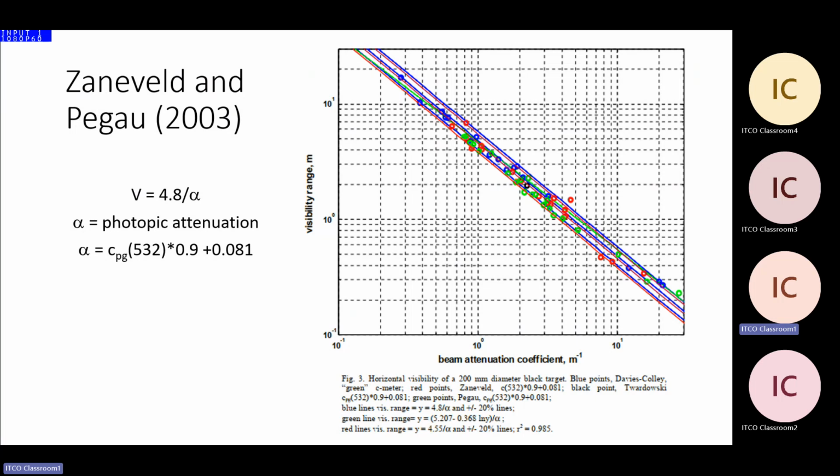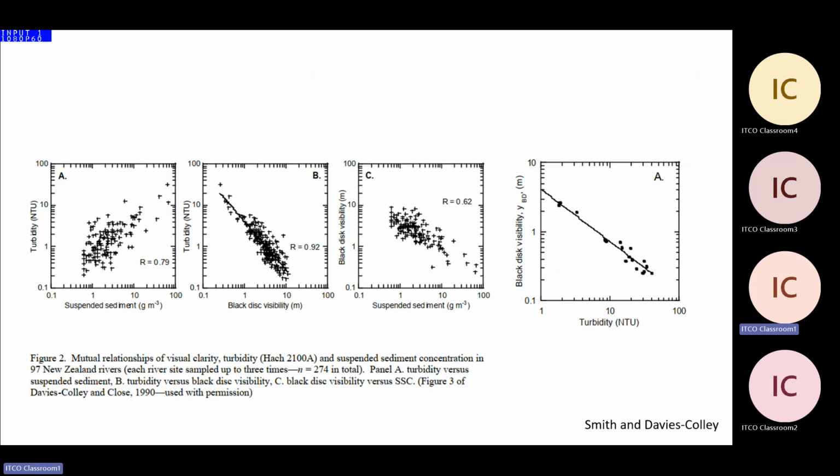But this, you can get very, very reasonable standard deviations on this over a large dynamic range. For a lot of applications, this would be sufficient for science objectives. This is another paper by Smith and Davies' colleague from New Zealand, where they looked at turbidity versus suspended sediment, and then black disk visibility versus turbidity, which had the best correlation with an R of 0.92, black disk visibility versus suspended sediment, and then black disk visibility versus turbidity on the far right there with a very good relationship.